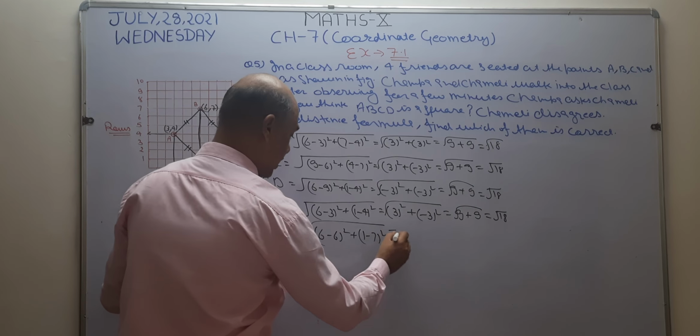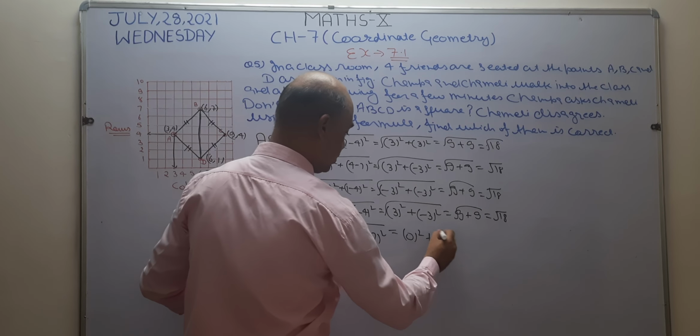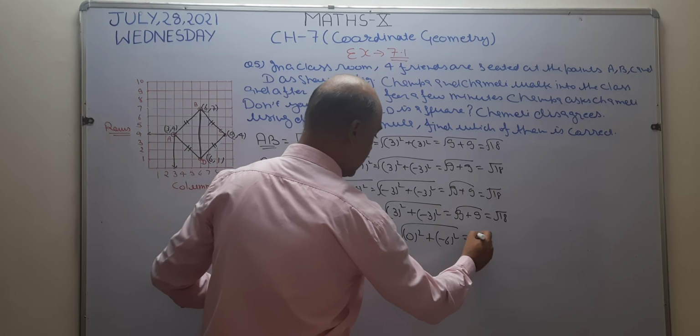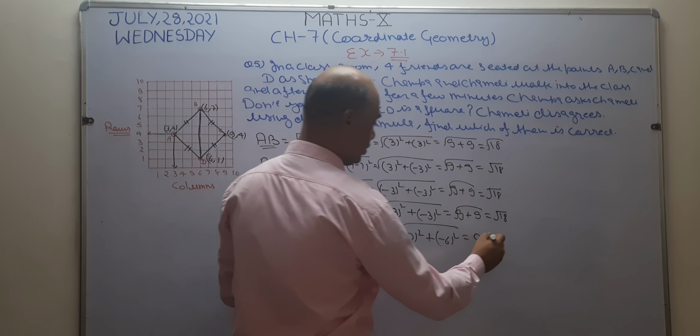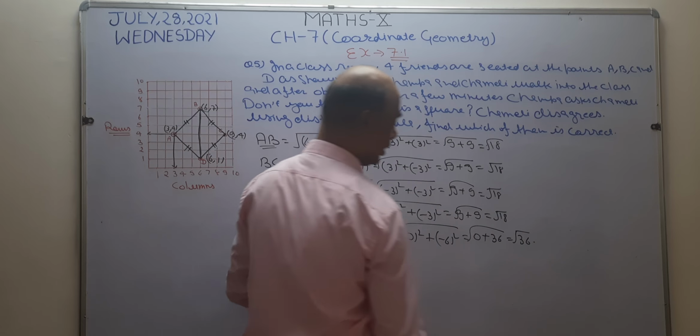Now see, 6 minus 6 is 0 and its square, plus 1 minus 7 is minus 6 and its square. So 0 square is 0 and 6 square becomes 36. 36 and its root. So this becomes root 36.